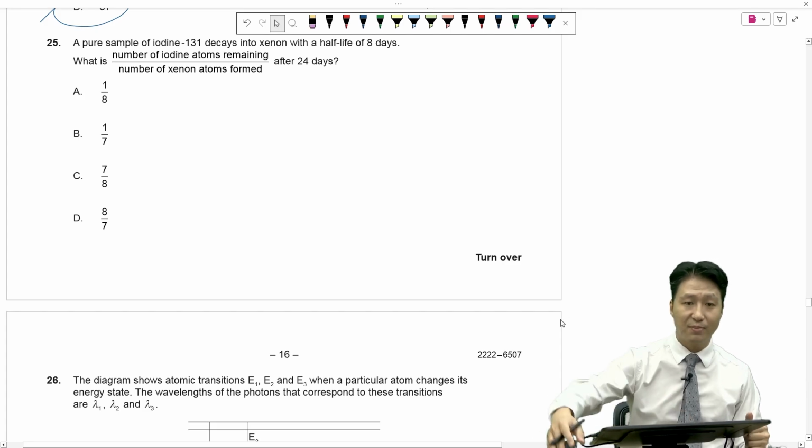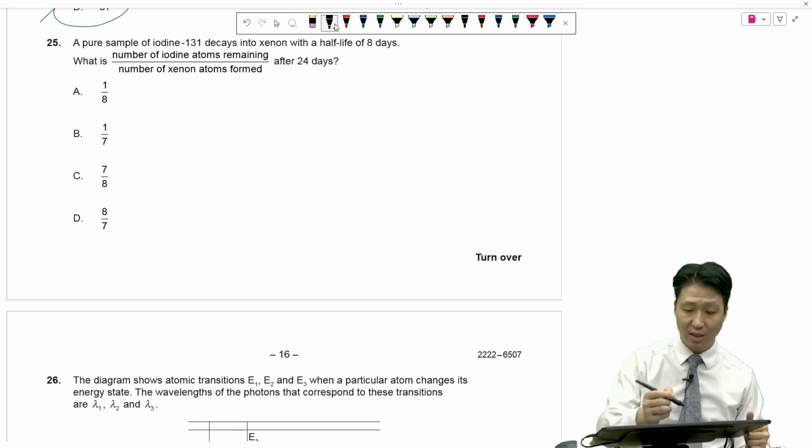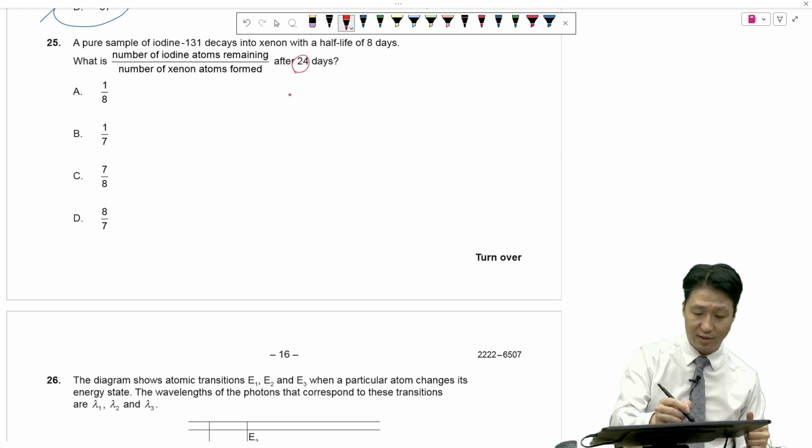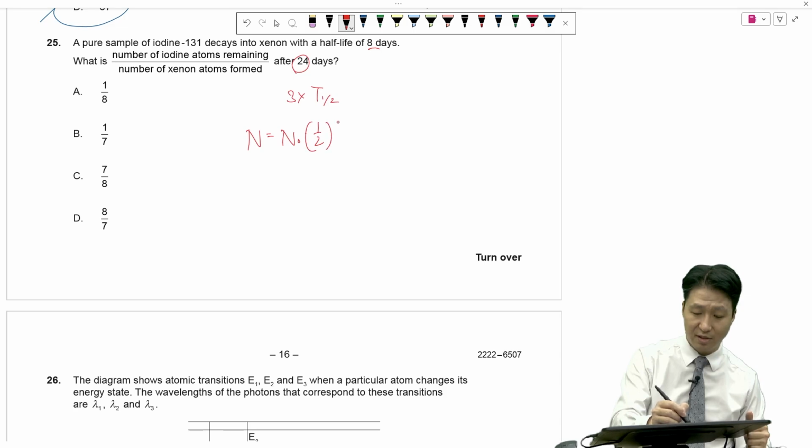Number 25, a pure sample of iodine 131 decays into xenon with a half-life of 8 days. What is the ratio of the number of iodine atoms remaining over the number of xenon atoms formed after 24 days? So first, 24 is 3 times 8 days, which means it's 3 times the half-life. What that means is you're going to have the number of iodine atoms remaining equal to the initial number times 1/2 to the power of 3. Basically, you have 1/8 the initial total.